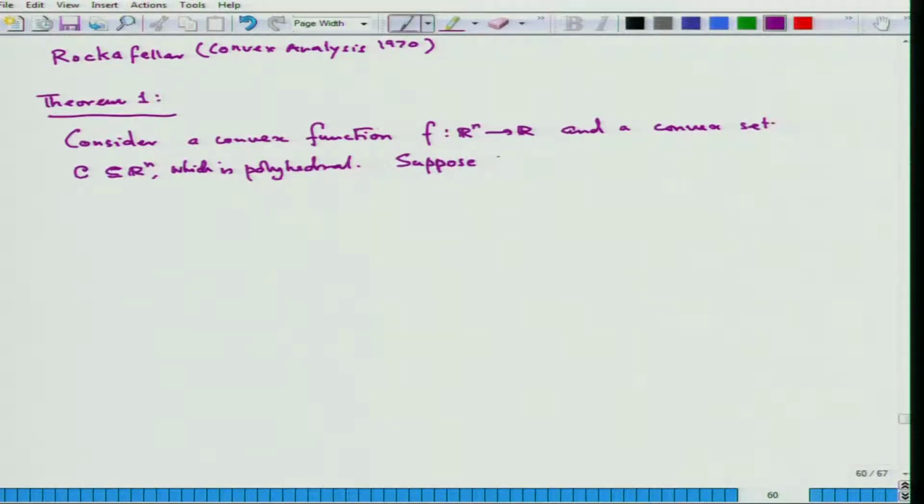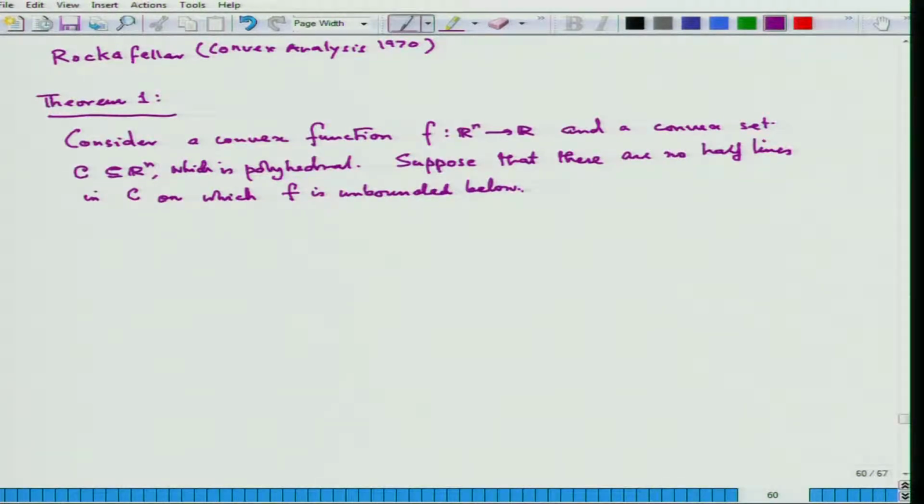suppose that there are no half lines in C on which f is unbounded below. This is a very important result. Then f attains its supremum over C. So, it is a condition under which the supremum is achieved. So, basically you can find the point of maxima of a convex function on a polyhedral set if this condition holds. Another result which is also from Rockafellar is the following.